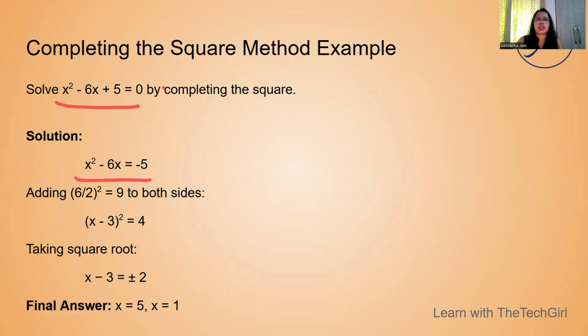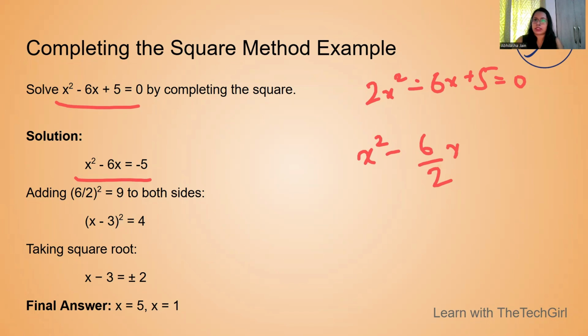Let's say if there was a value, okay? So if it was 2x squared minus 6x plus 5 equal to 0, how would you convert it? You will convert it to x squared minus 6 by 2 x equal to negative 5 by 2, because you divide the whole equation on both sides by 2 so that you get 1 here. Okay, that's what you do.